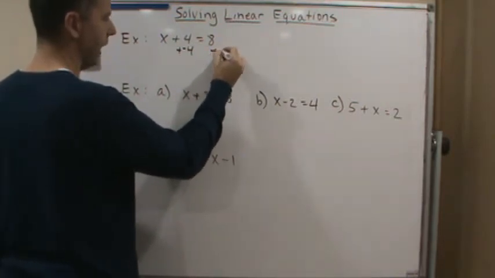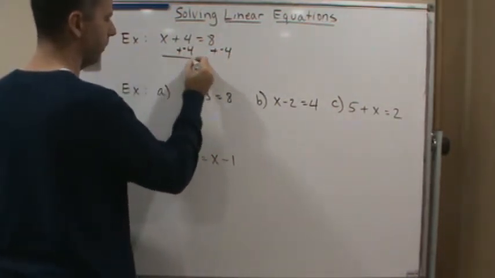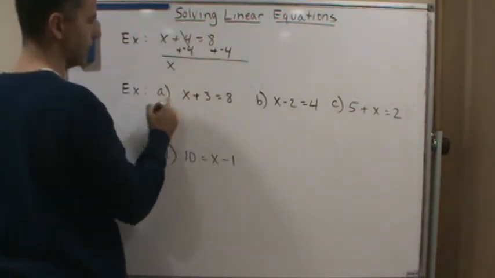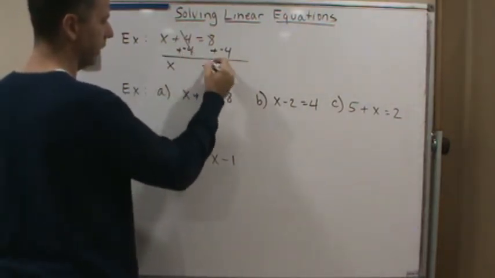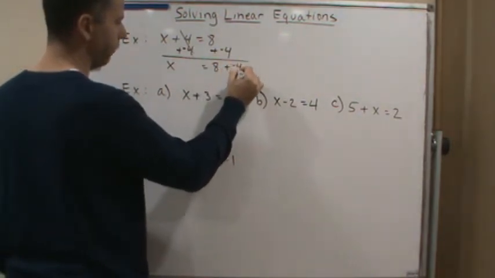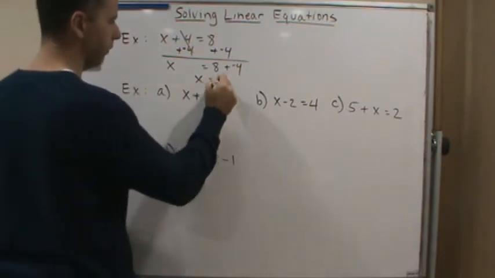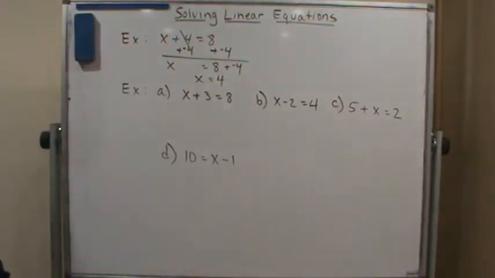So we're going to add -4 over here. And so if we add down, we get x. These cancel out, equals, we get 8 plus a -4, right? And so we get x equals what? 4. And that's the solution or the root. Okay? So let's do some more.